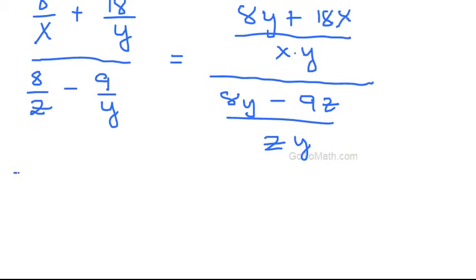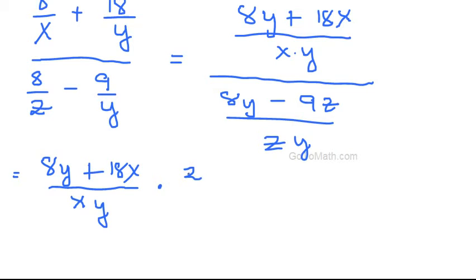So we'll go ahead and rewrite the 8y plus 18x over xy times, so we're going to flip this fraction, zy over 8y minus 9z. So the only thing I can see that's going to cancel out are these y's right here, since this is multiplication. And there's no numbers we can factor. Oh, wait a minute. But I don't think it's going to matter.